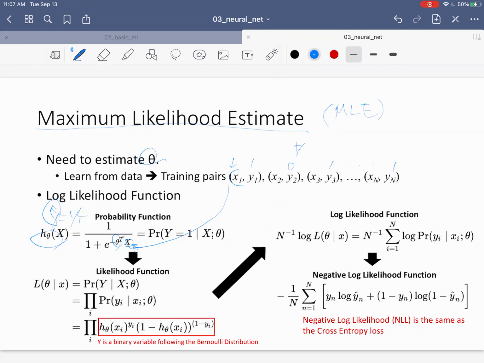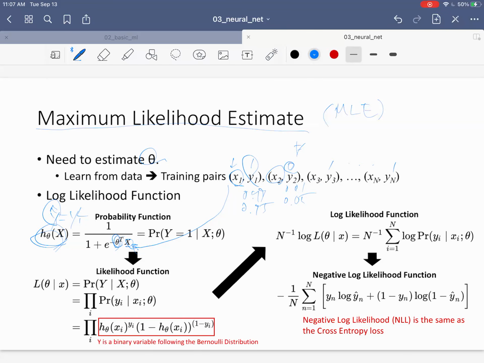Then when you put x1, you want your h theta x, the value, to be as close to 1 as possible, like hopefully 0.99 or 0.95, something like this. And when you put x2, you want the outcome of the function to be as close to 0 as possible. So hopefully like 0.01 or 0.05 or something like that, right?